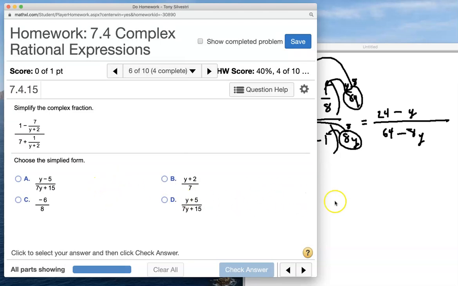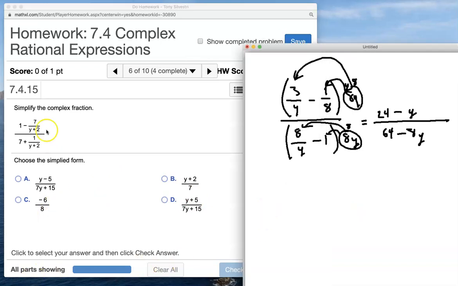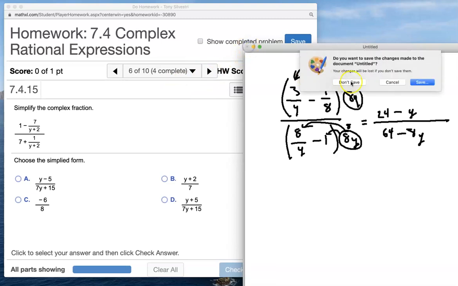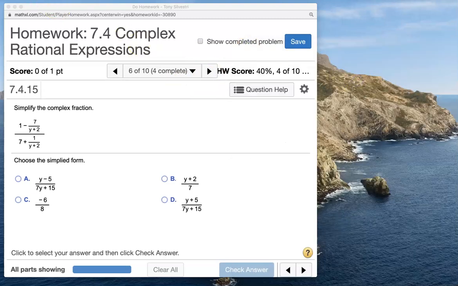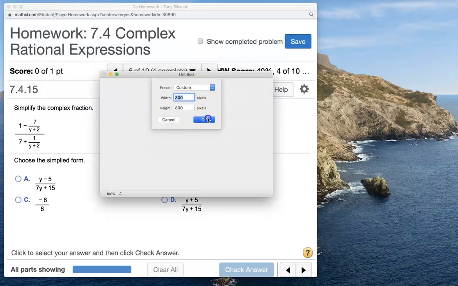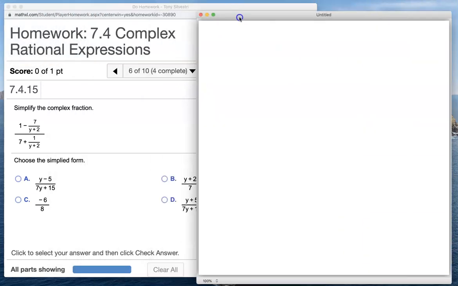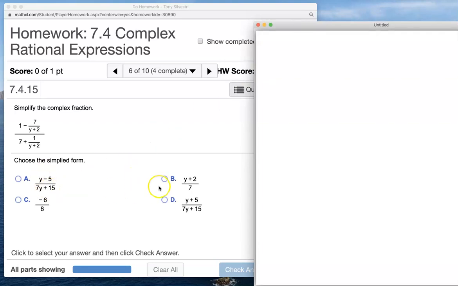Oh, multiple choice. You've got a 1 out of 4 chance to get this right. Okay, let's take a look at that. Let's get rid of this. We don't need that anymore. Don't save that. File, new canvas. And I'm not even going to look at the answers. Just do it the same way we had before.